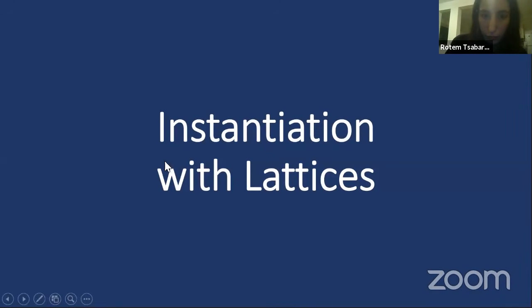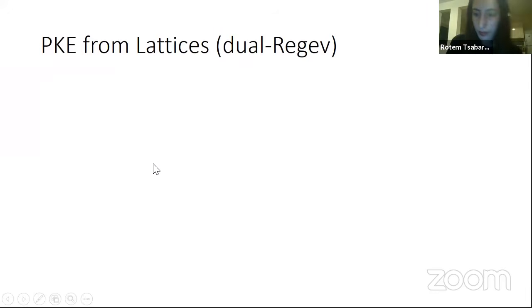So now let's briefly see how to instantiate those ideas from lattice techniques. I will give a brief overview of the BGG+ selective ABE construction, but it corresponds to the techniques that Rotem discussed in the previous talk. But let's first see how to do public key encryption from lattices.